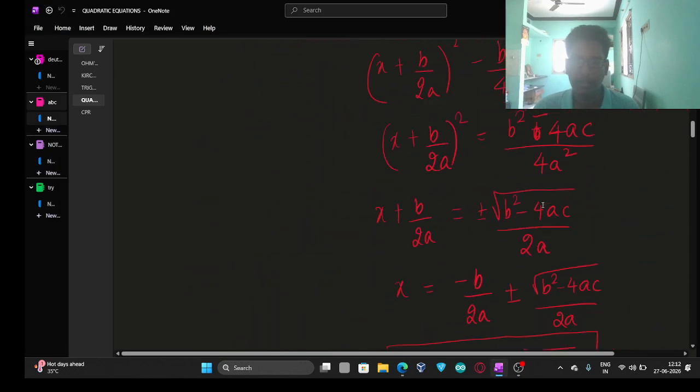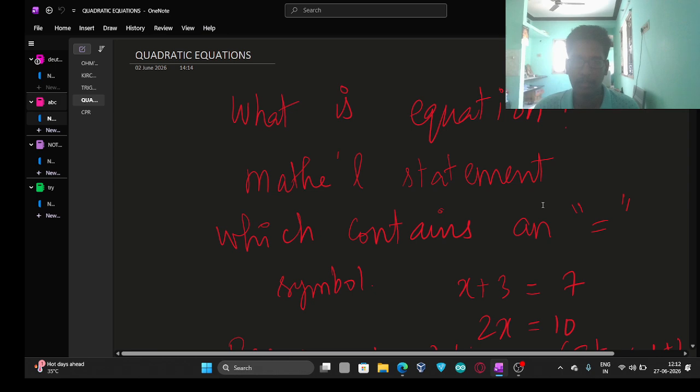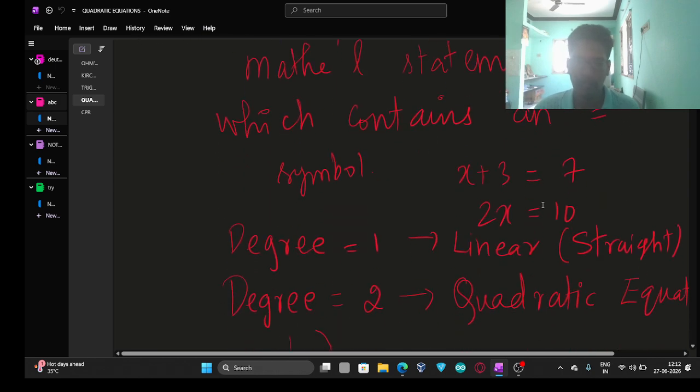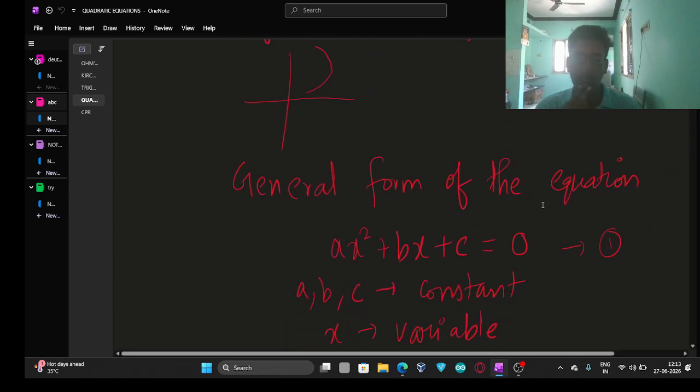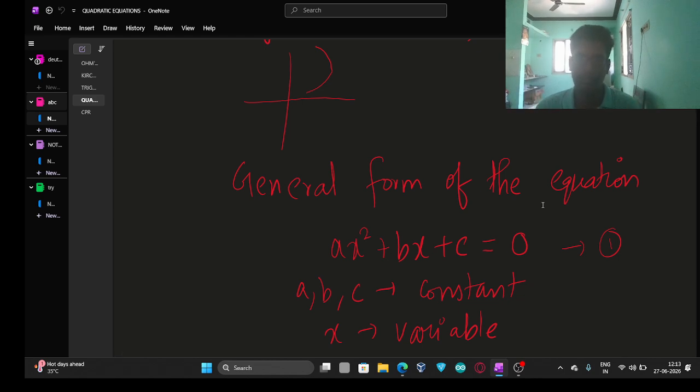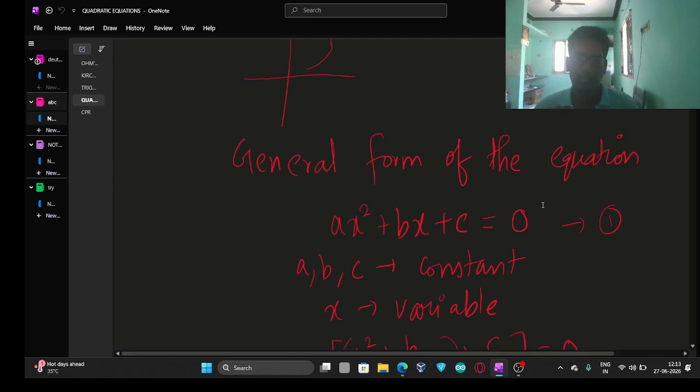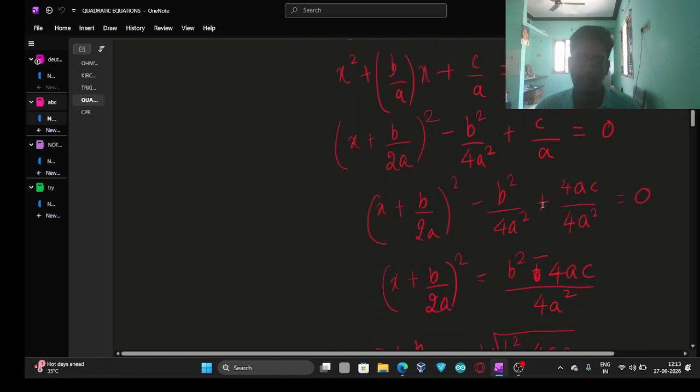So far, we saw what an equation is, how a quadratic equation behaves, and which degree is used to determine whether a particular equation is quadratic or not, and how a quadratic equation resembles a parabola in a Cartesian plane, and the general form of the equation.